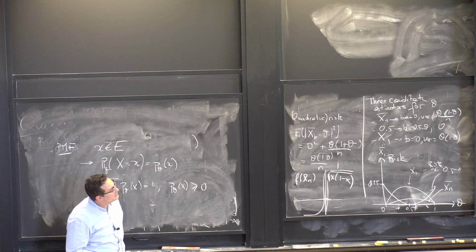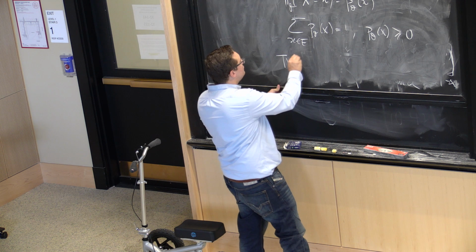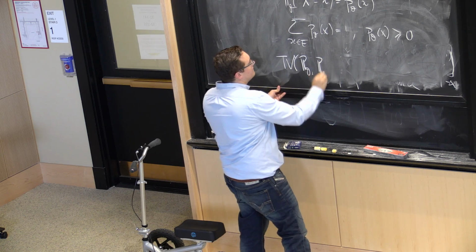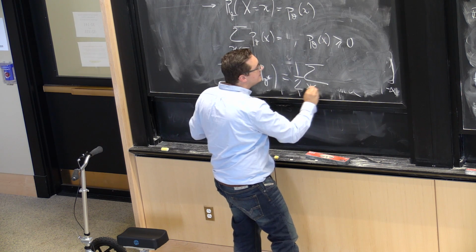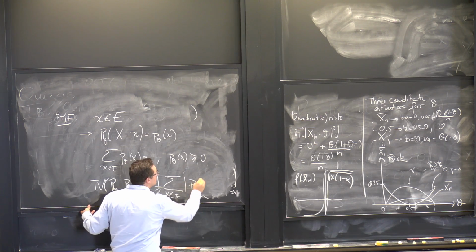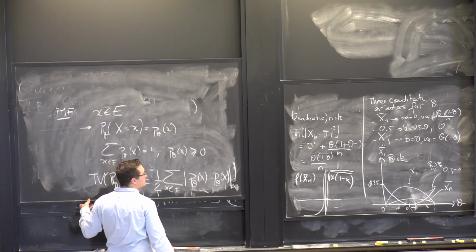Okay, and so then I have the total variation distance. It's supposed to be the maximum over all subsets A of E of the probability under theta of A minus the probability under theta prime of A. It's complicated, but really there's this beautiful formula that tells me that if I look at the total variation between P theta and P theta prime, it's actually equal to just 1/2 of the sum for all x in E of the absolute difference between P theta of x and P theta prime of x. Okay?